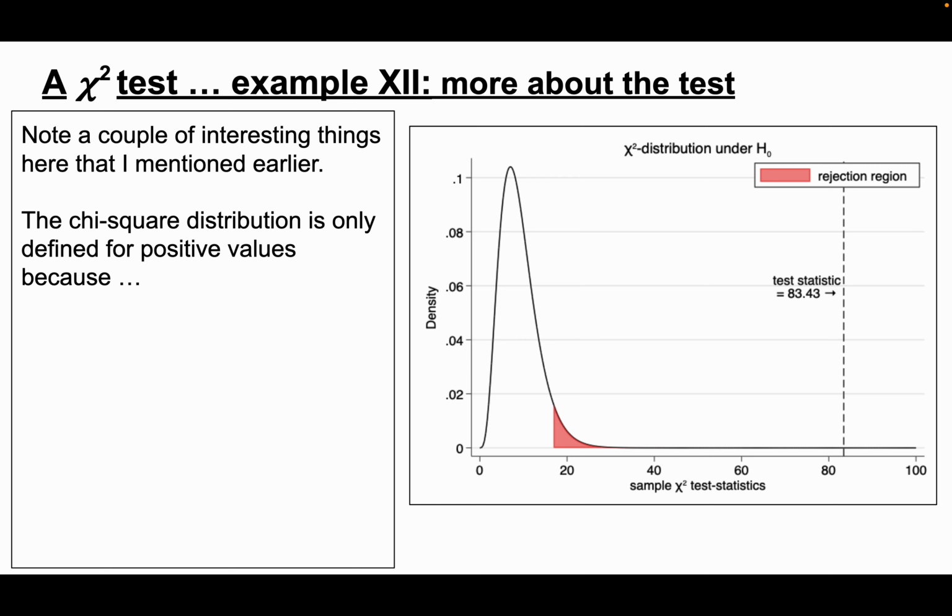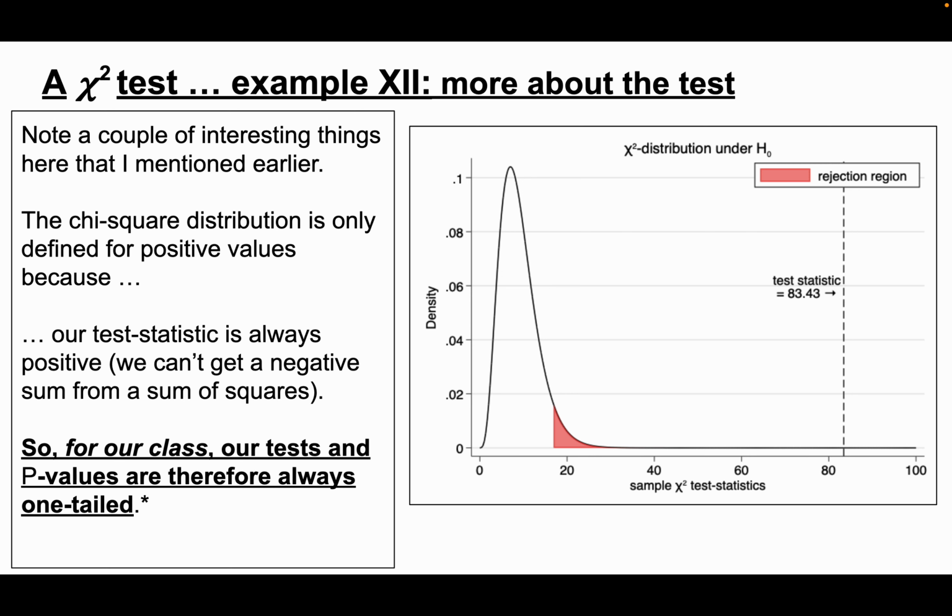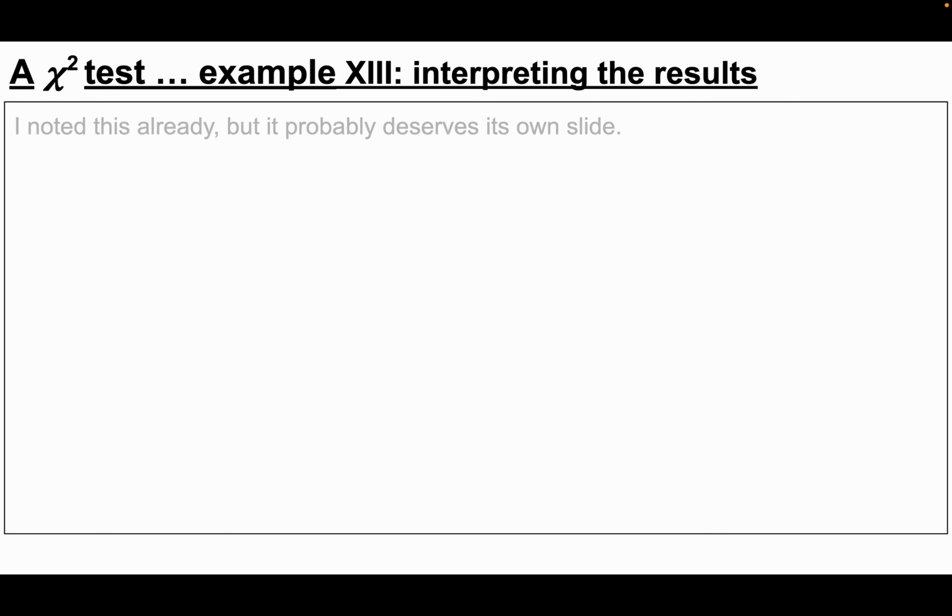This chi-square distribution is only defined for positive values because our test statistic is always positive. We can't get a negative sum from a sum of squares. And that's, for instance, the reason that we square when we take the variance, as we've learned before. So for our class, our tests and p-values are therefore always one-tailed, just something worth noting.